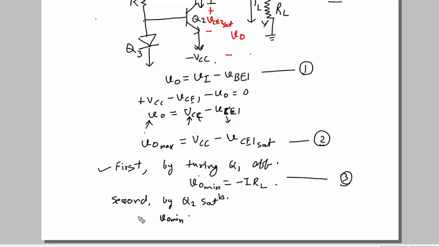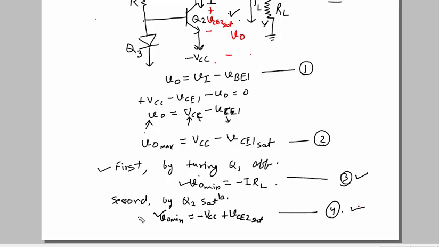V0 min equals minus VCC plus VCE2 sat, let us call it equation number 4. So this we can see from here. Now we are going to have two minimum conditions here. Both we will represent in the curve, but equation 4 will give the most negative output voltage. This is for one condition, this is for another condition. Out of these two, equation number 4 will give the most negative output voltage.